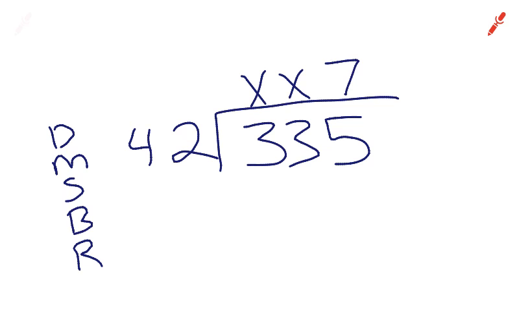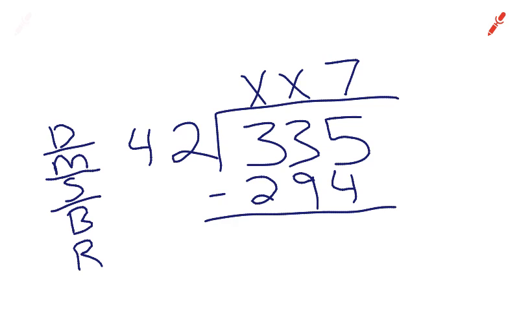And that's our dad's step of divide. Now we need to multiply, our mom's step of multiply, 42 times 7. When you do that, you get 294. Now we do our sister step of subtract. 5 minus 4 is 1. 3 minus 9 we can't do. We have to borrow. So we borrow 1, and now 13 minus 9 we can do, and we get a 4.